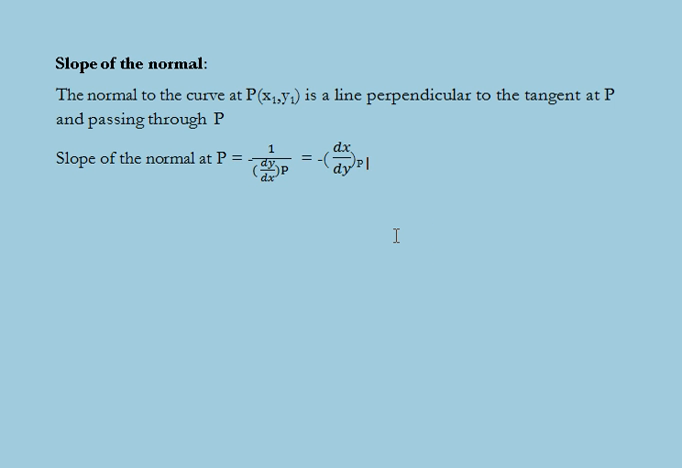Thus the slope of the normal at point P is given as the negative of 1 divided by slope of the tangent at P, which is equal to minus dx by dy at point P.